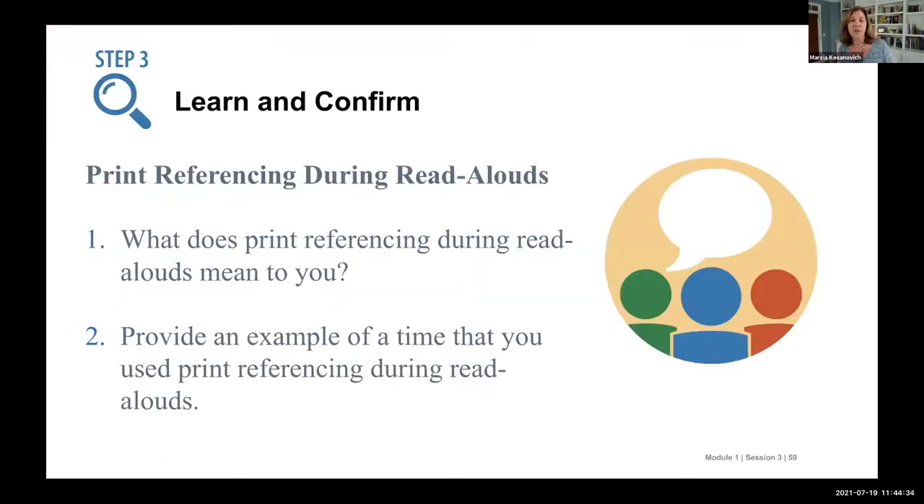So sprinkled throughout each module are think, pair, share activities. And they're designated with this icon of people talking with each other. So we're not actually going to do this activity, but here's how you'll facilitate it. The facilitator will say, during step 3 of the collaborative learning cycle, we will learn about print referencing during read-alouds. The goal for step 3 is to learn something new, as well as confirm some things that we already know. Let's talk about print referencing during read-alouds using a think, pair, share.